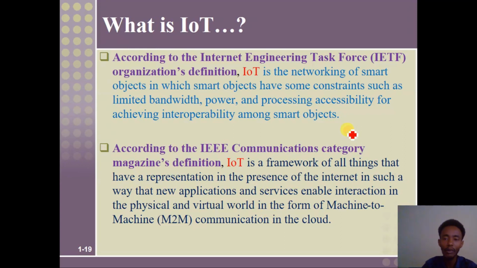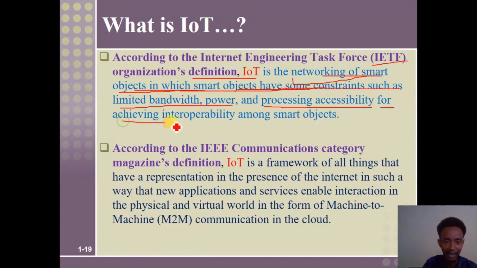So what about the IoT according to the Internet Engineering Task Force? According to the Internet Engineering Task Force, they define the IoT in such a way: Internet of Things is the networking of smart objects, in which smart objects have some constraints such as limited bandwidth, power, and processing capability, for achieving interoperability among the objects. This is the definition given for the IoT by the Internet Engineering Task Force.